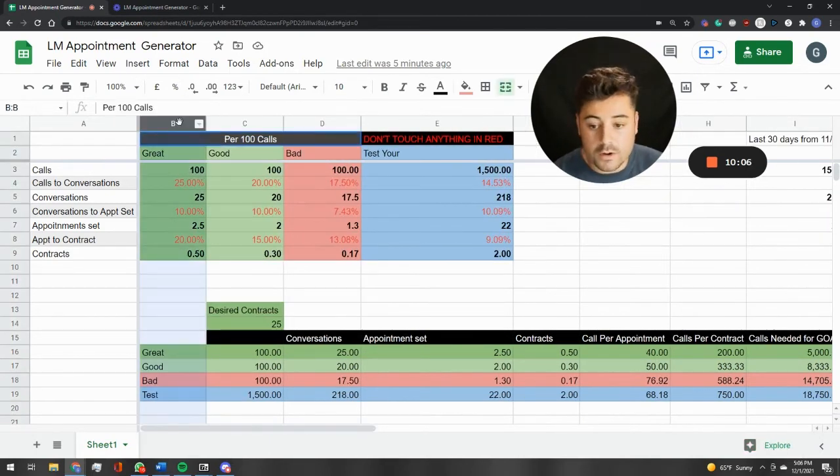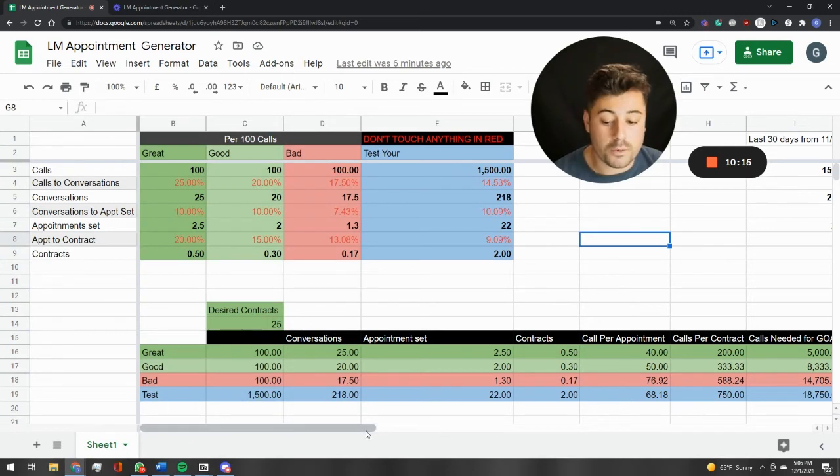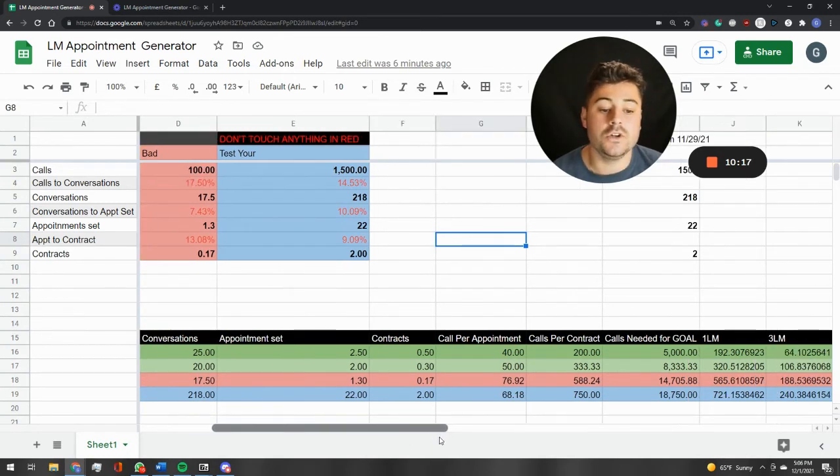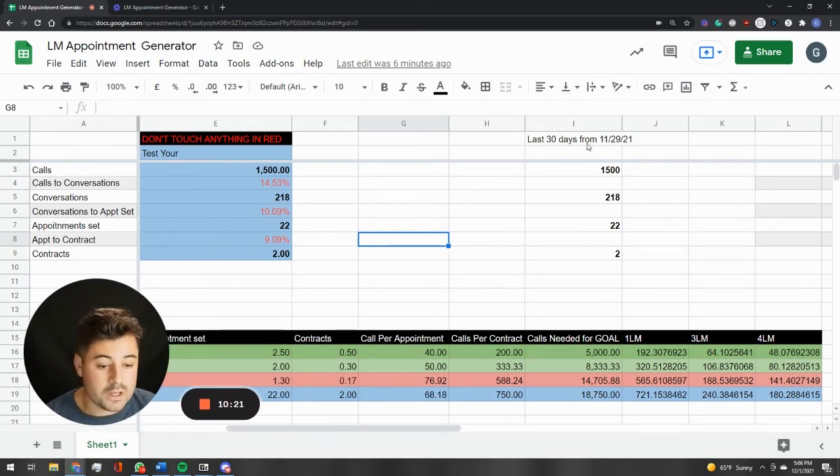Again, to summarize, these columns are just predictions of what you think is bad, good, and great for your company. Now, let's go into the good part here, the part I like the most. Let's start testing your own numbers in your business, if you track these, and hopefully you do. For example, for the last 30 days, I pulled a number on 11/29 of how many calls one of our lead managers had, how many conversations he's had, how many appointments he's had, and how many contracts he's had with those appointments.